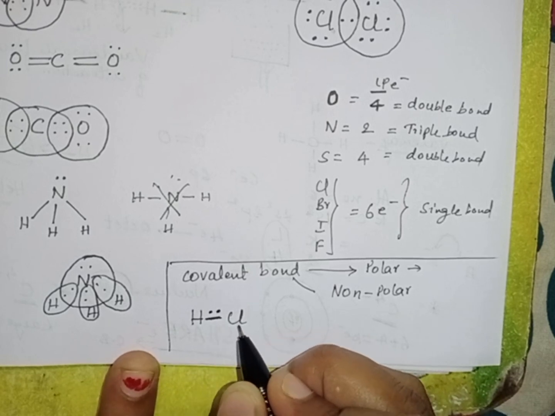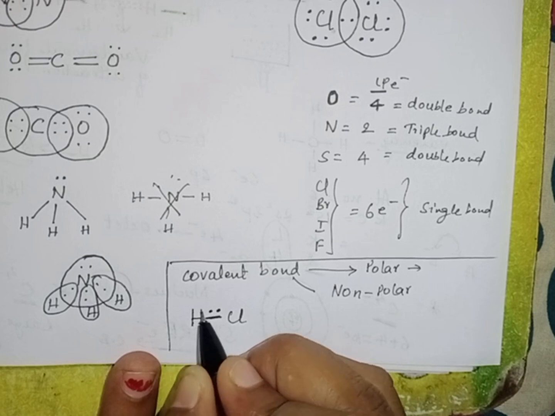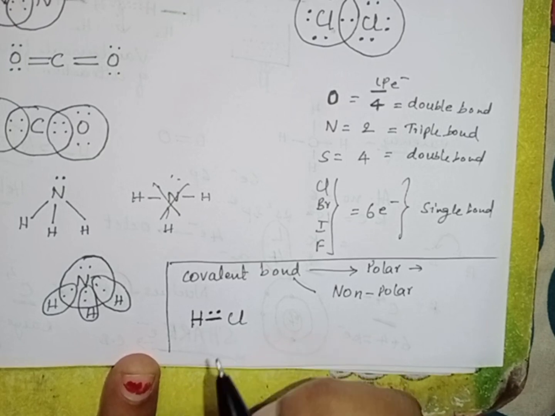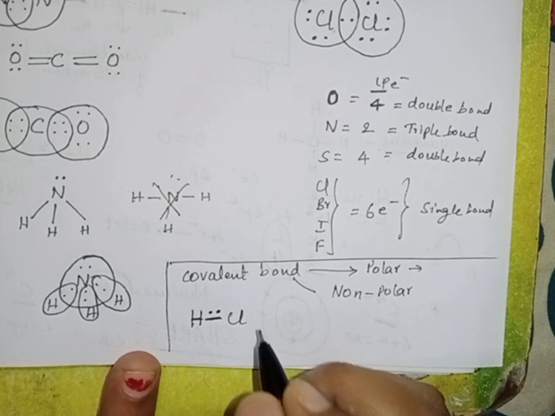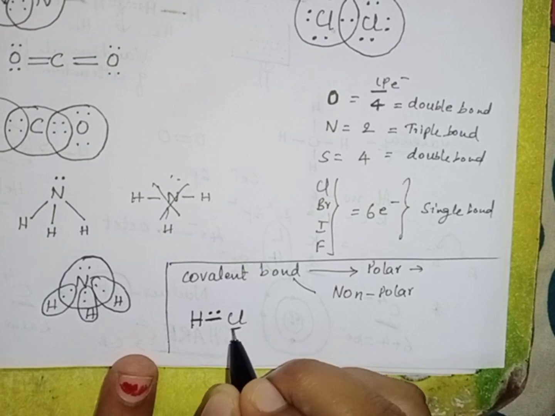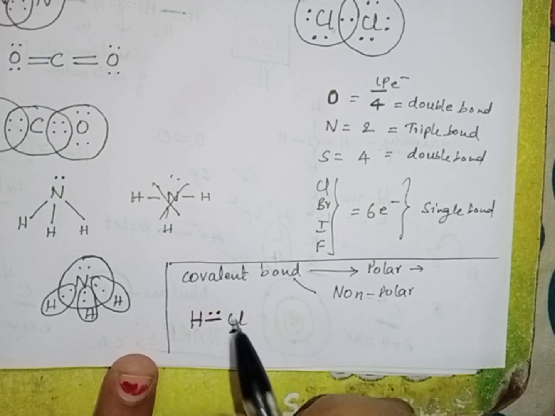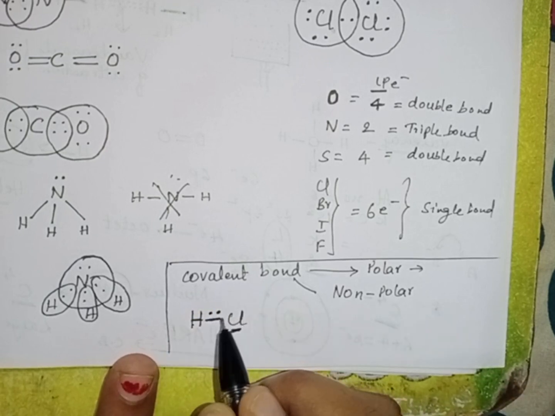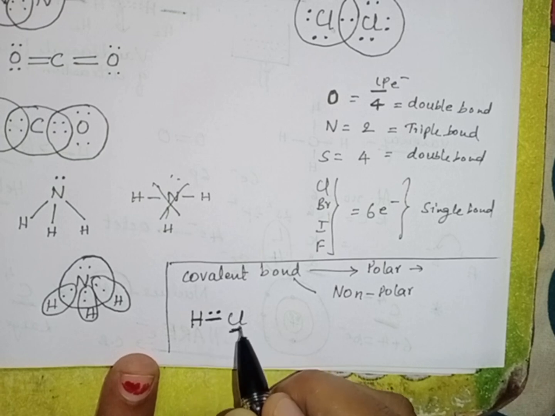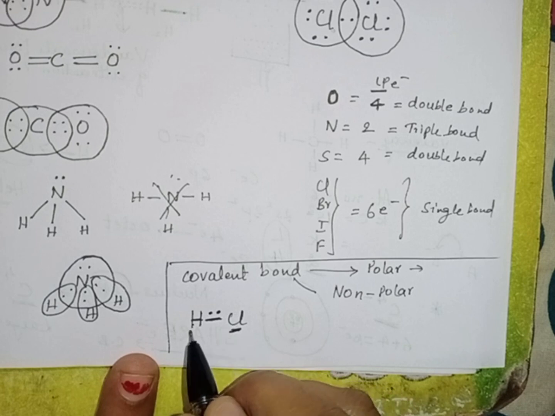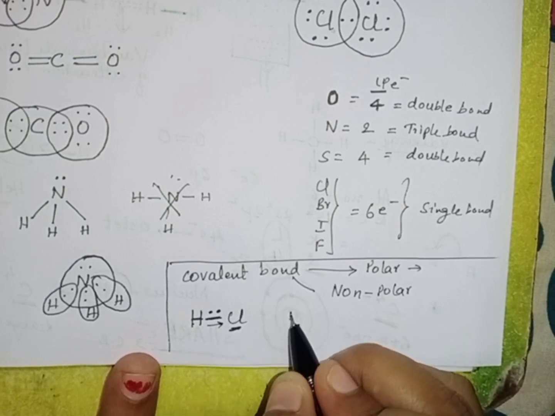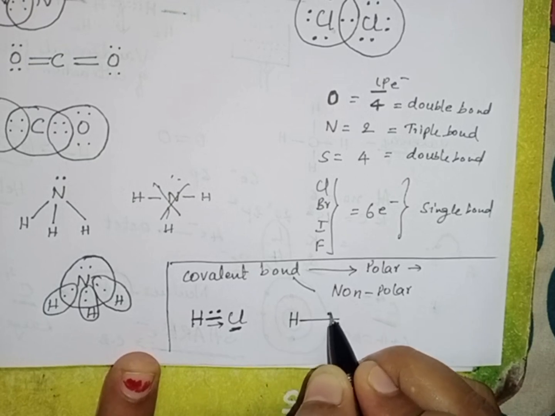One bond means there are 2 electrons here. Now, chlorine is more electronegative than hydrogen. Now, you'll ask me, ma'am, what is electronegative? Electronegativity means the tendency of an element to attract the shared pair of electrons towards itself. See, there is a shared pair of electrons. Chlorine has more tendency compared to hydrogen to attract the shared pair of electrons towards itself.